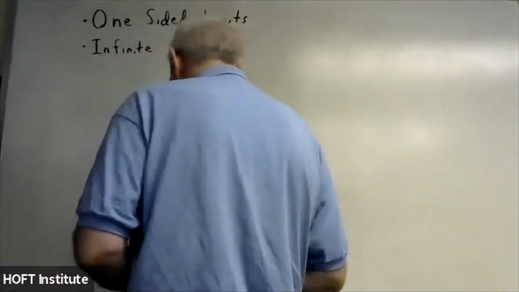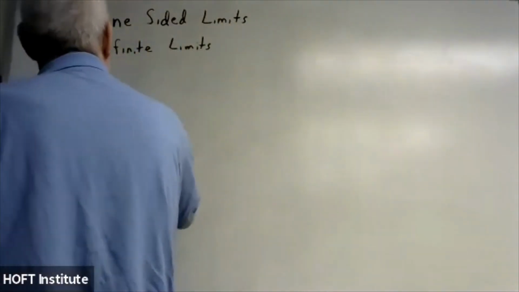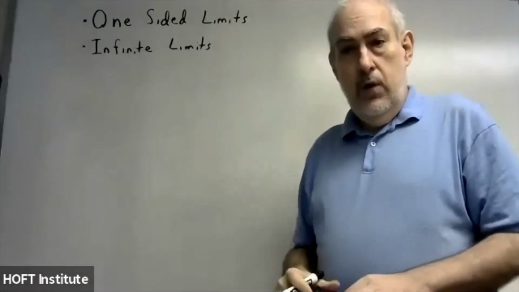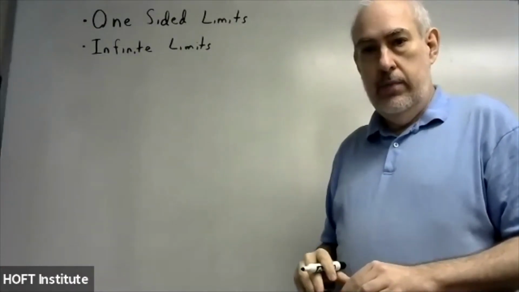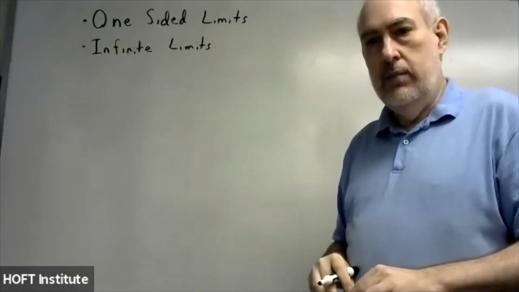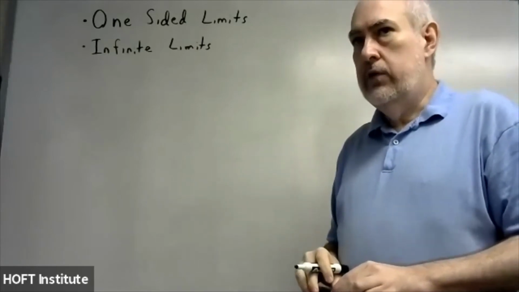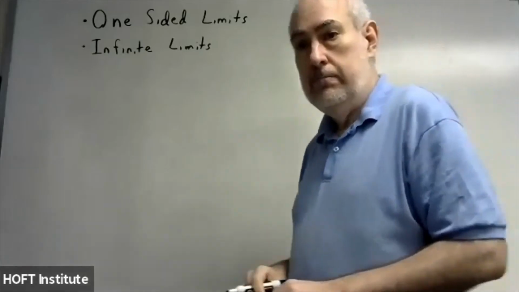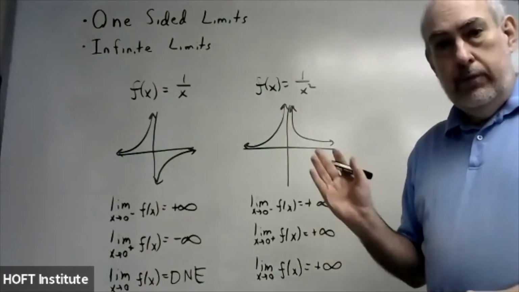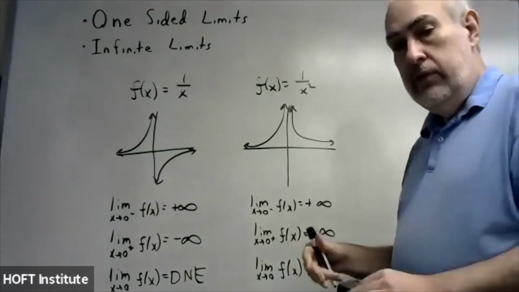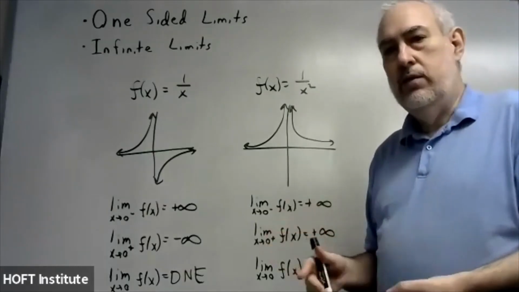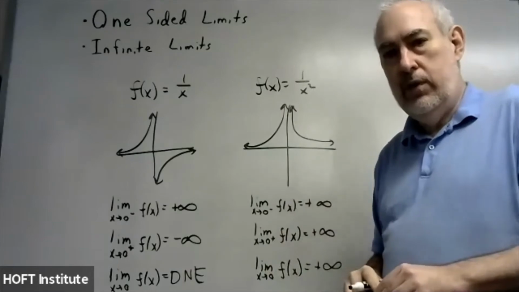Infinite limits. So let's now do an example of an infinite limit. What I mean by infinite limit is going to be for functions that involve vertical asymptotes. So here are two examples of some infinite limits. For limits that involve infinity, the graphs have vertical asymptotes.